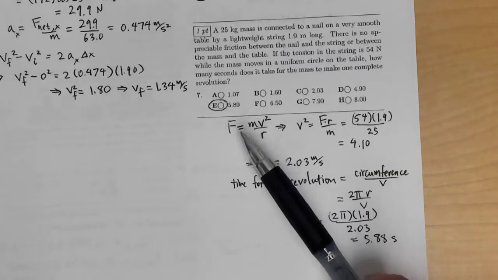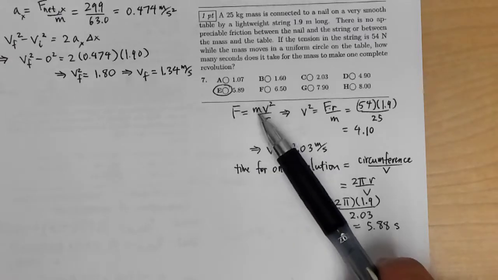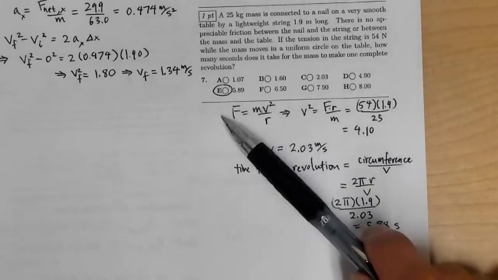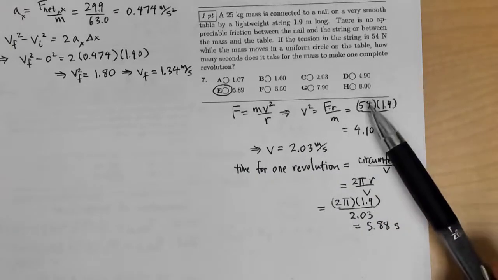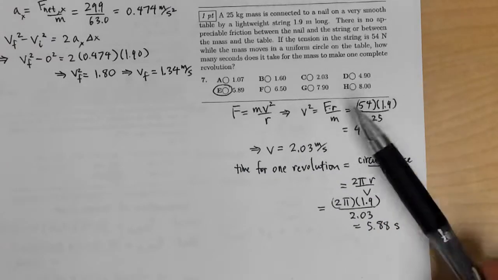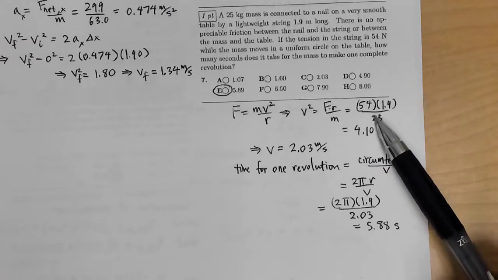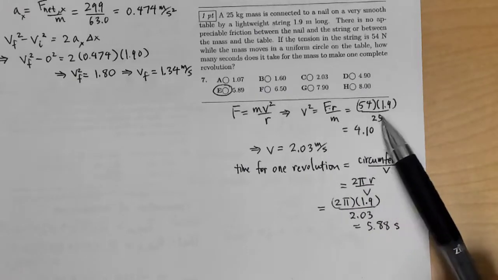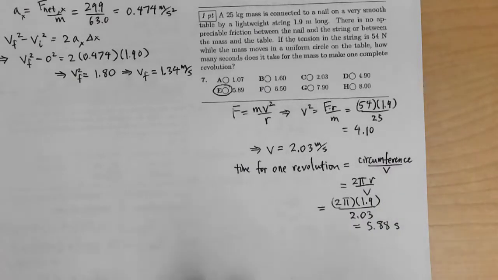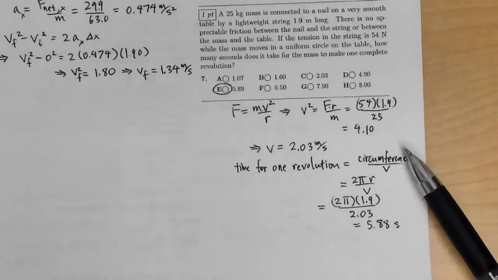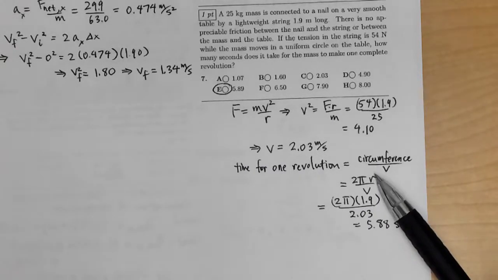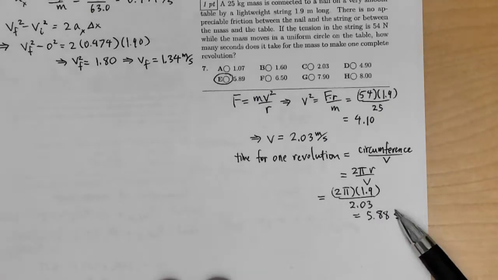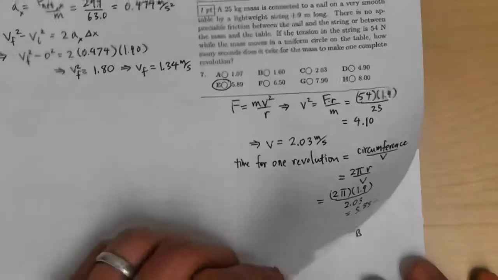Okay. So we have centripetal force F is equal to mv squared over r. We're going to solve for v. v squared is equal to F times r, by cross multiplying and dividing by m. That's 54 for the force, 1.9 for the radius, divided by the mass 25, and that comes to v is equal to the square root of 4.10. That's 2.03. Now the time for one revolution is the circumference divided by v, so 2 pi r divided by v, 2 pi times 1.9 divided by 2.03 comes out to 5.88 seconds.